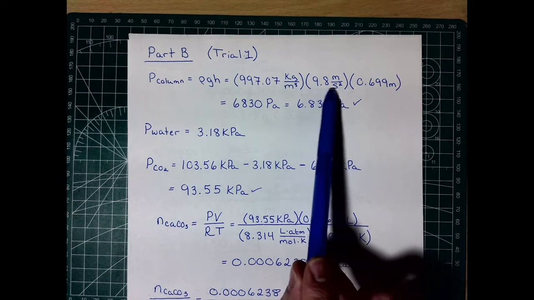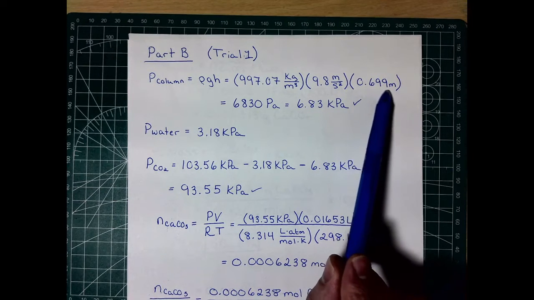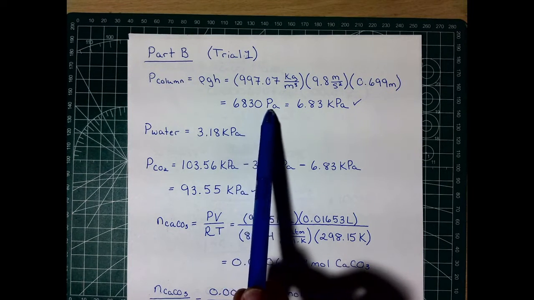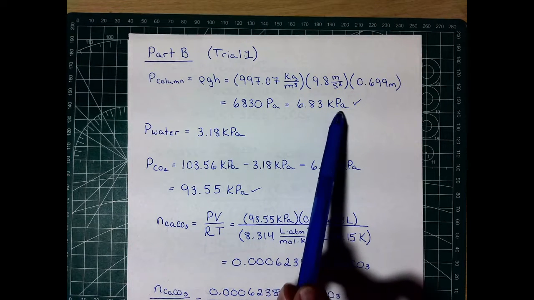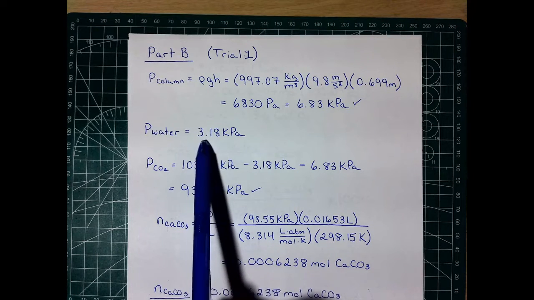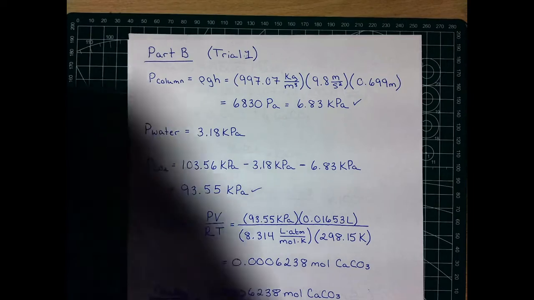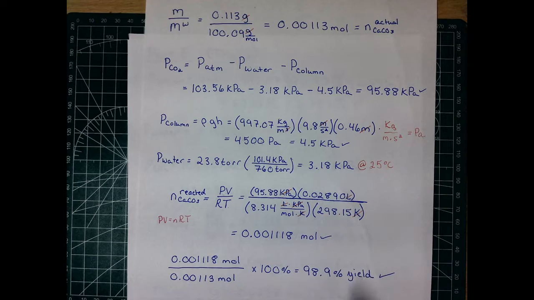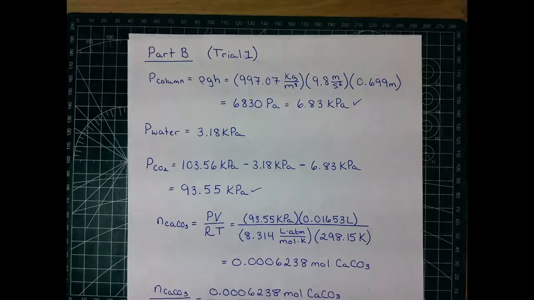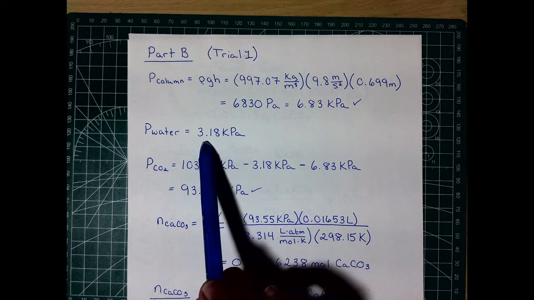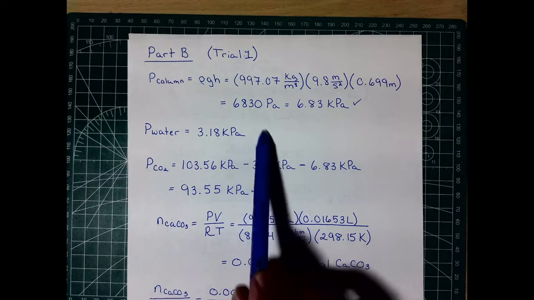I'm going to multiply that by G, which will remain the same. And I'm going to multiply it again by the height in meters of the water column for that trial. I get 6,830 pascals, or 6.83 kilopascals. Again, the temperature was the same, so I'm just carrying forward the pressure of water. But for other trials where the temperature is different, you'll need to go look up the pressure of water for that temperature and make a conversion there to kilopascals.